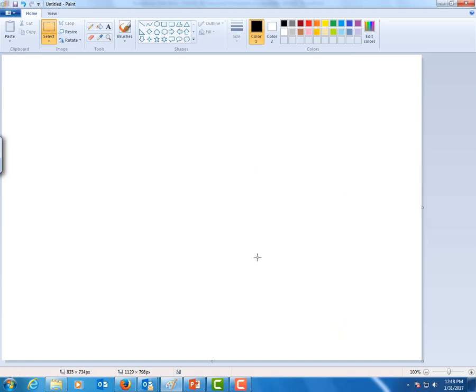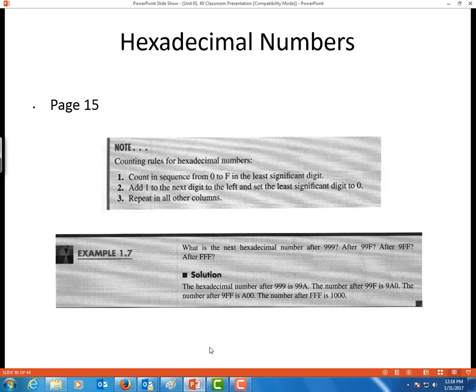I think I'm getting rid of that now. Very good. Well, let's go back to the presentation. Now, let's try this problem. What is the next hexadecimal number after 999? So this is all in hex, right? So let's just write that down, shall we?